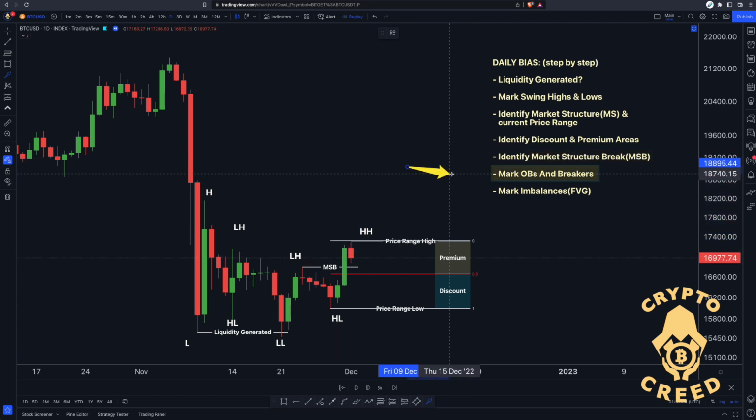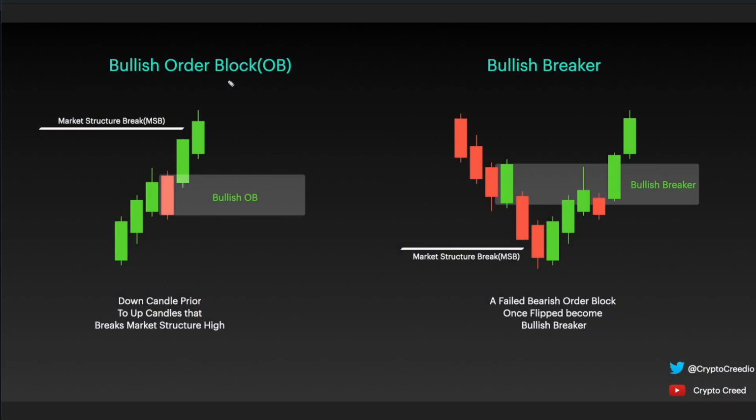The next step is to identify and mark out our order blocks and breakers. Going through the definition of bullish order block and the bullish breaker quickly, here we can see that the bullish order block is the last down candle prior to the up move that could break market structure's high, and a bullish breaker is a bearish order block that fails to act as resistance. So here we can see that this is the last up candle prior to the market structure break to the downside, which makes this candle a bearish order block, but then fails to act as resistance. And on the flip from the other side, it's going to turn into a bullish breaker.